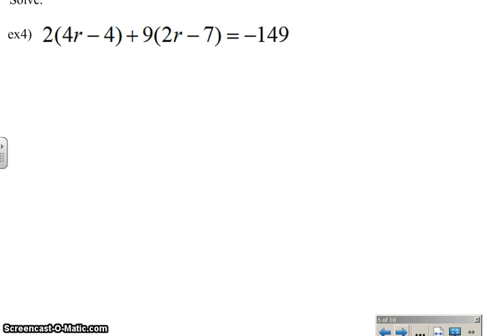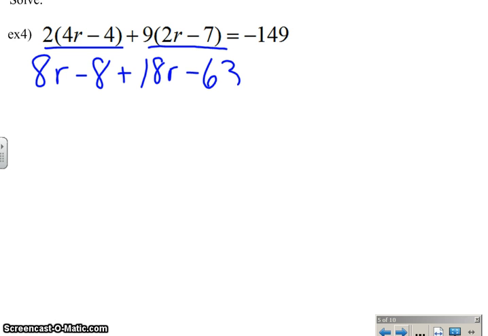Let's try another one. Simplifying through, I see a distributive property right away in the beginning, so I'm going to take care of that. I come across another distributive property, so I'm going to multiply that 9 through. Be careful with your signs. And now I'm ready to combine like terms and start simplifying.